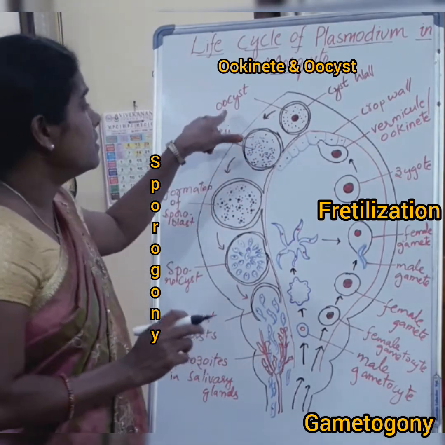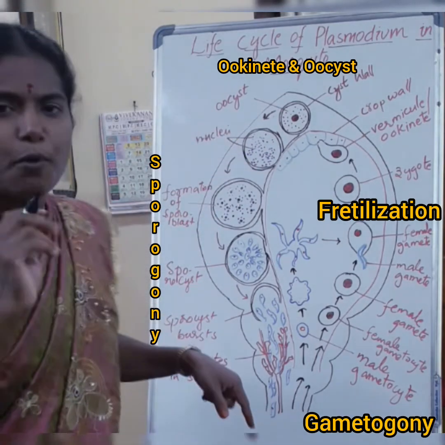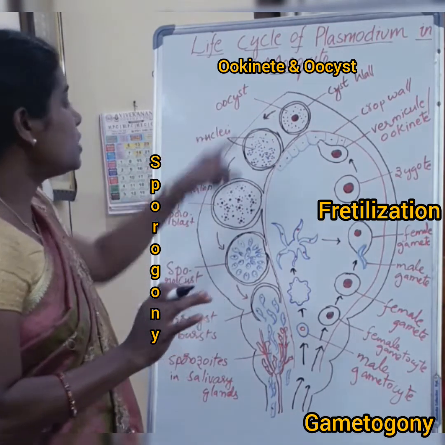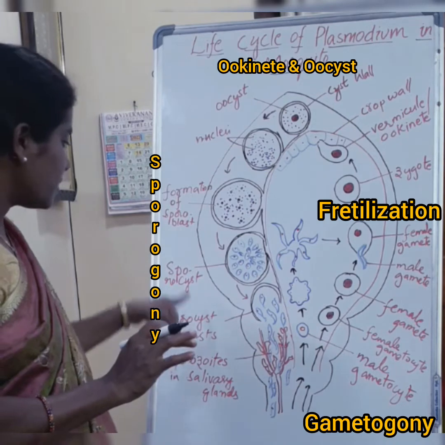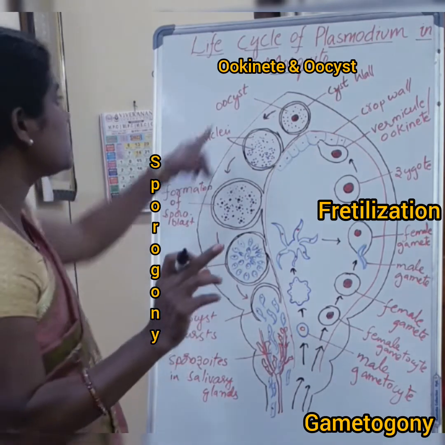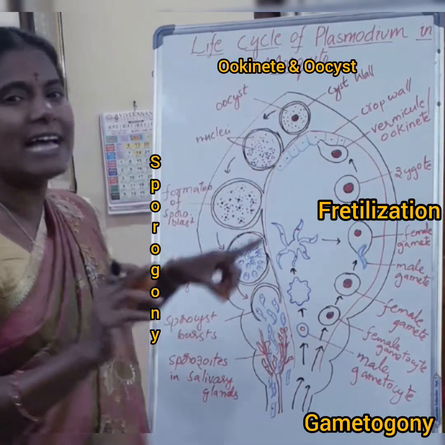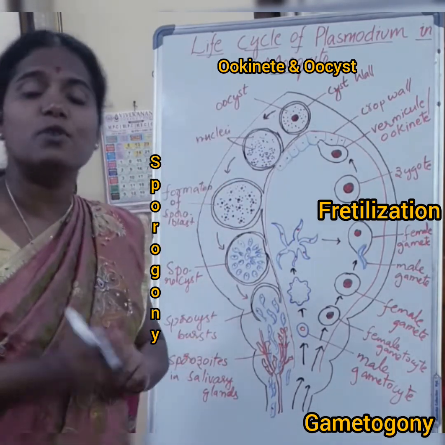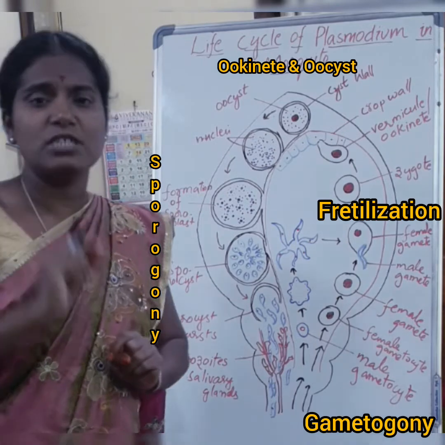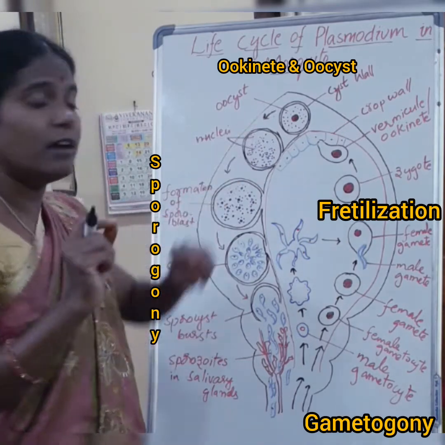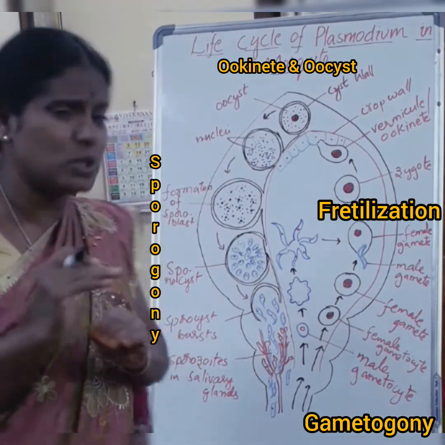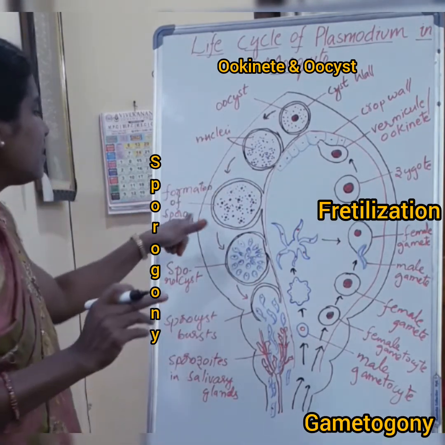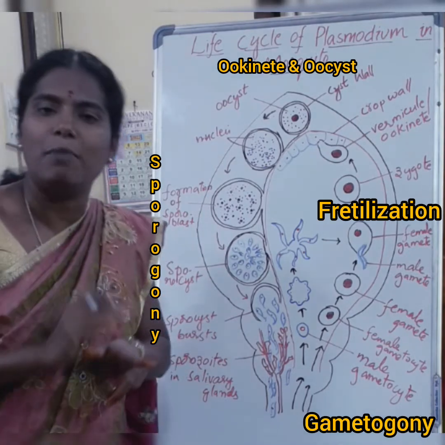Hereafter this is sporogony. What is meant by sporogony? The formation of sporozoites from the oocyst is called sporogony. In the oocyst, the nucleus undergoes first a meiotic or reduction division, followed by many mitotic divisions, resulting in a number of nuclei and the formation of the sporoblast.